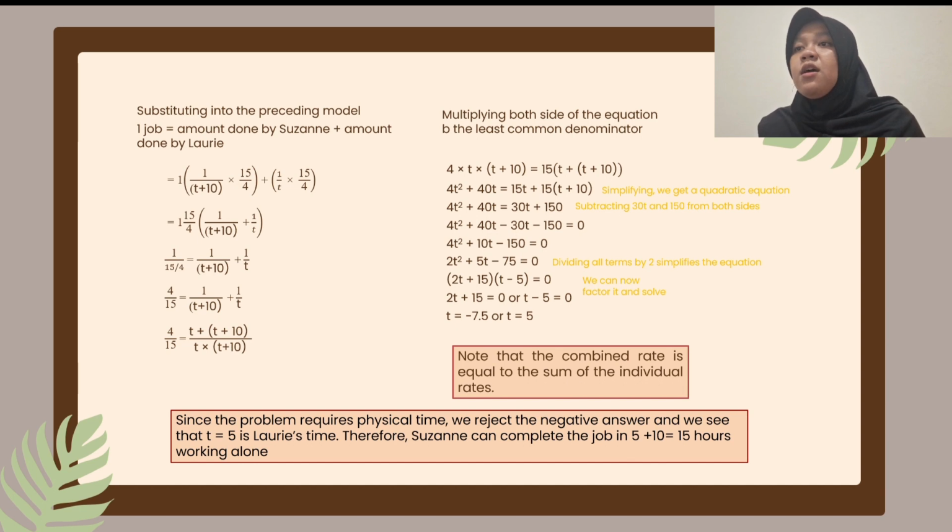Note that the combined rate is equal to the sum of the individual rates. Since the problem requires physical time, we reject the negative answer, and we see that t is 5, which is Laurie's time. Therefore, Susan can complete the job in 5 plus 10 equals 15 hours working alone.